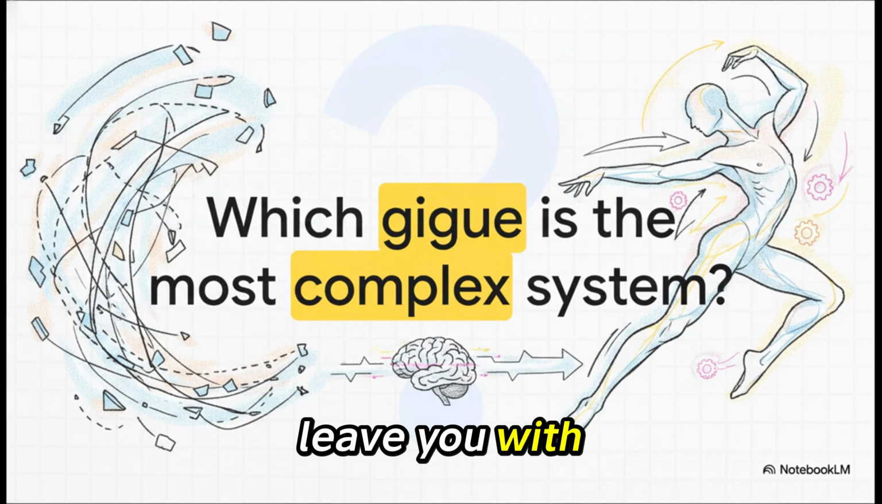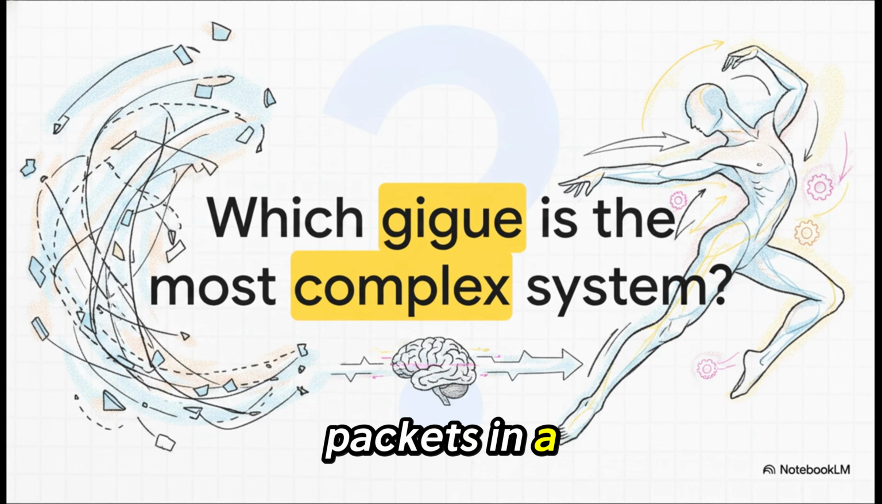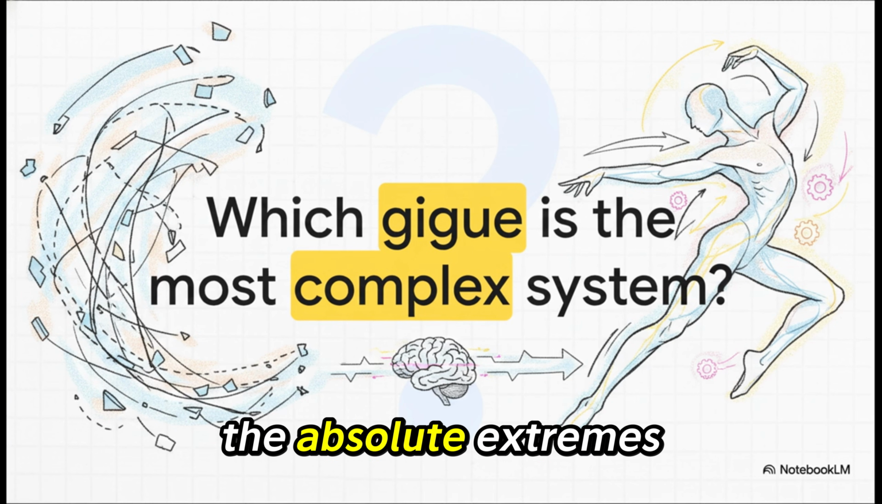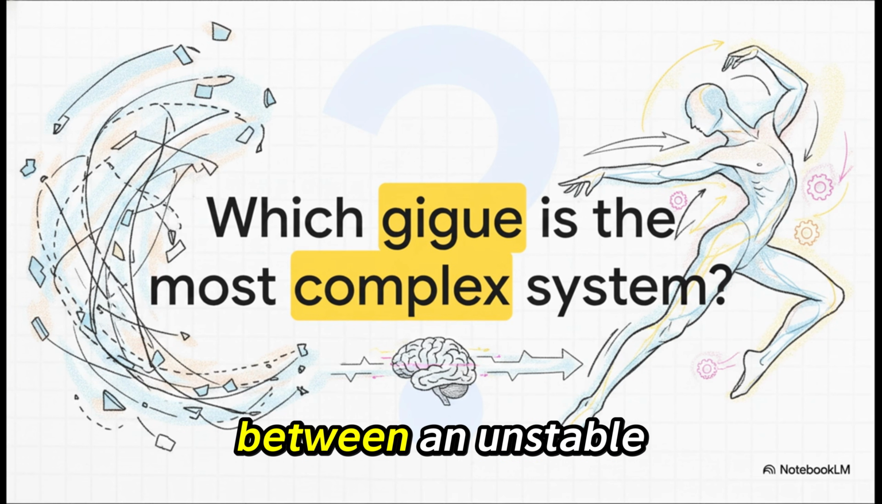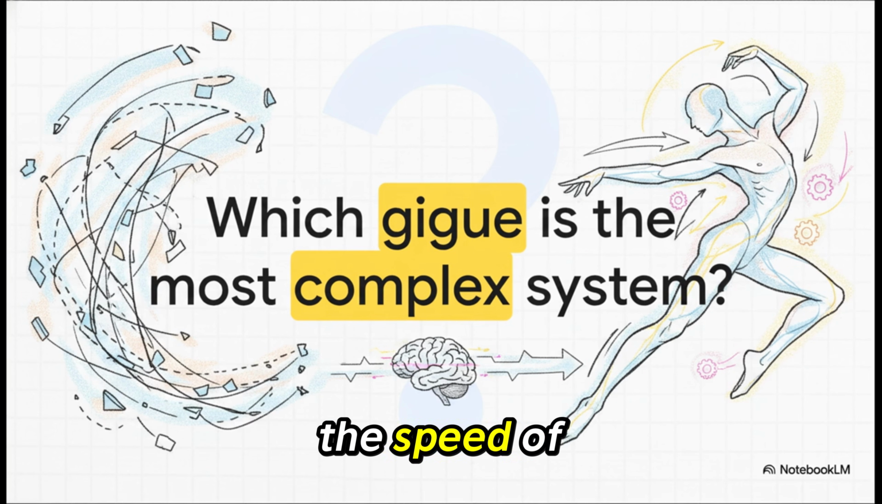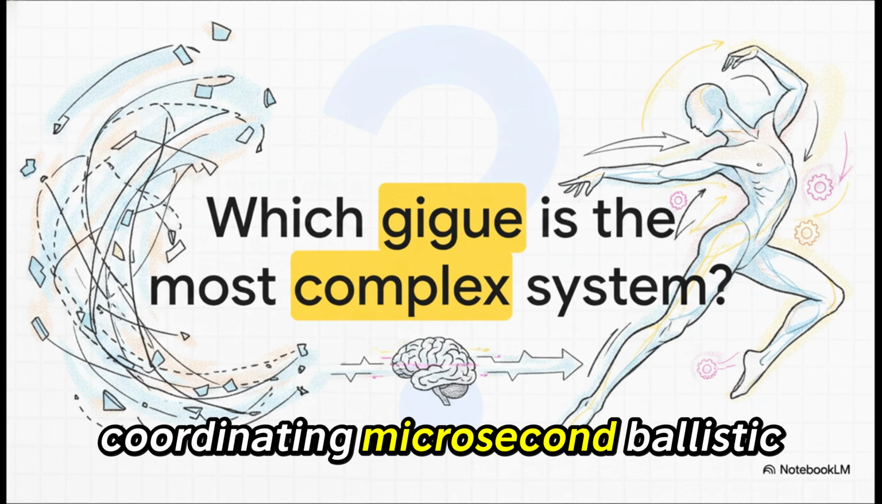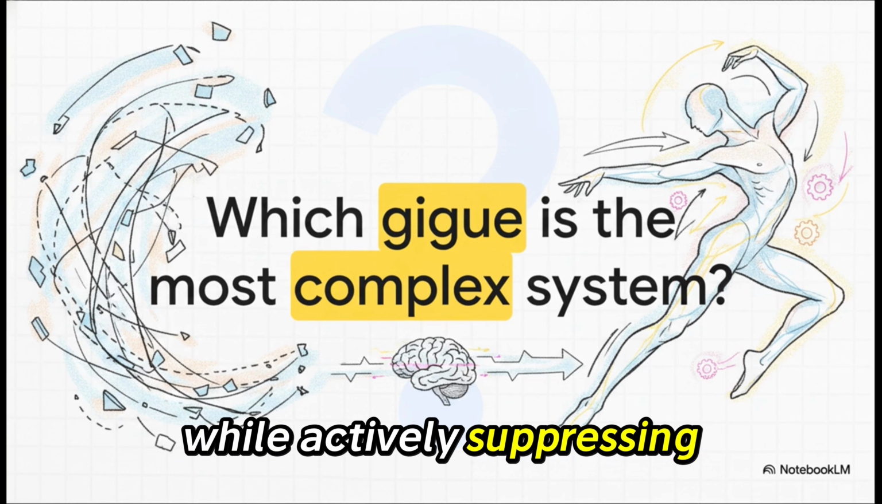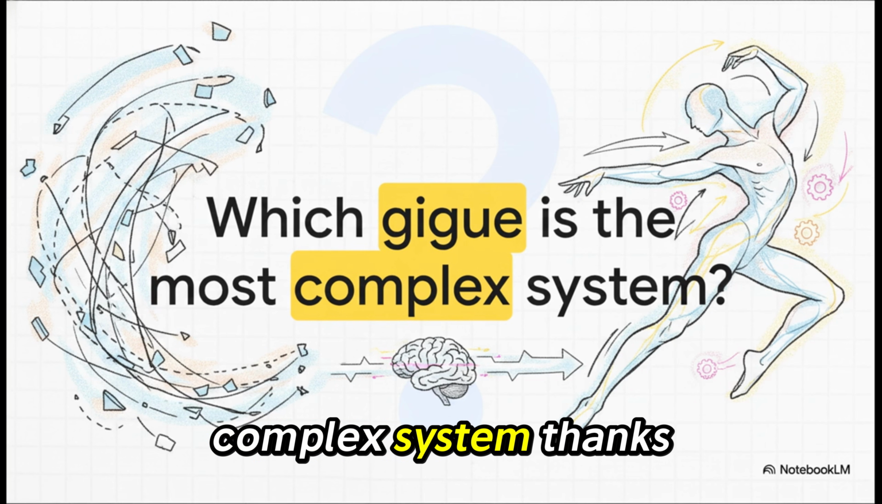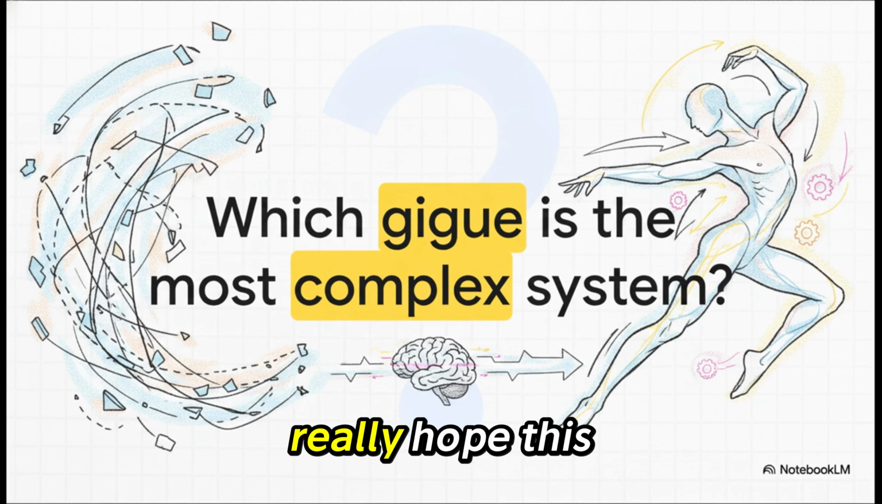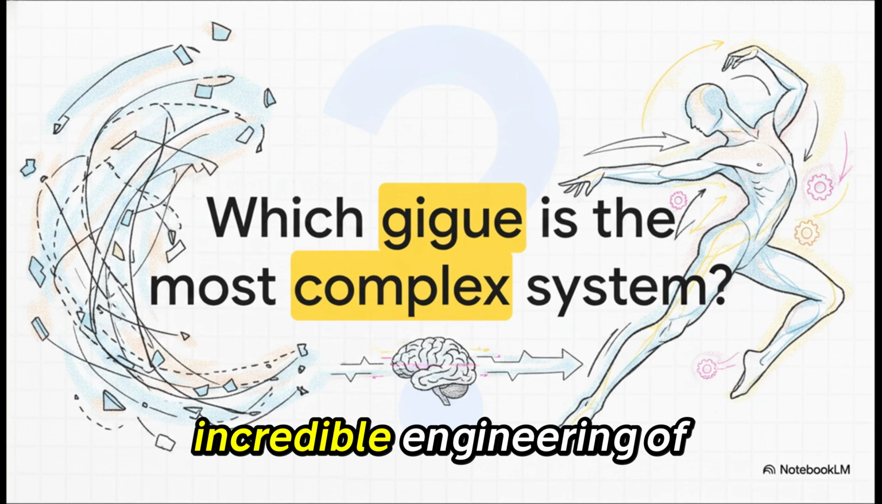So, I'm going to leave you with a bit of a provocative thought here. We started out today by looking at la gigue as the chaotic jitter of data packets in a digital network. And we ended by looking at la gigue as a human body pushed to the absolute extremes of biomechanics, physics, and neurology. So, between an unstable digital network routing data at the speed of light and a human brain coordinating microsecond ballistic collisions while actively suppressing its own evolutionary reflexes, which gigue is truly the most complex system? Thanks for joining me for this explainer, and I really hope this completely changes how you look at the incredible engineering of the human body.